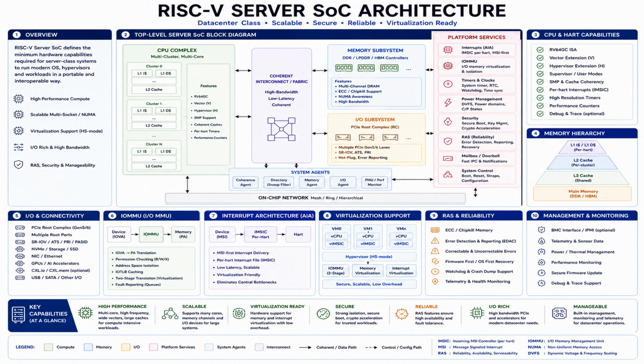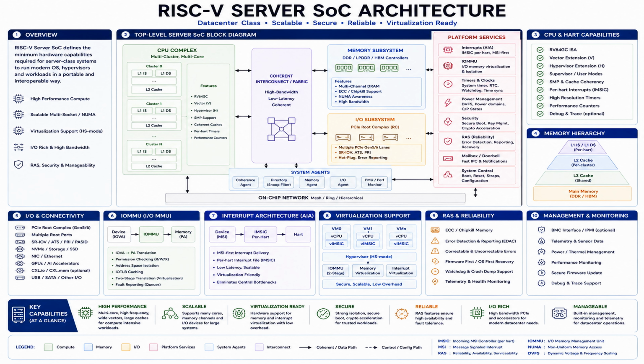Section 7 describes the advanced interrupt architecture for a modern interrupt handling system. AIA includes MSI-first interrupt delivery, IMSIC, which is a per-hart interrupt controller, low latency scalable interrupt routing, virtualization friendly direct guest delivery, and elimination of centralized bottlenecks. So, distributed interrupts mean a scalable and cloud-ready SoC.